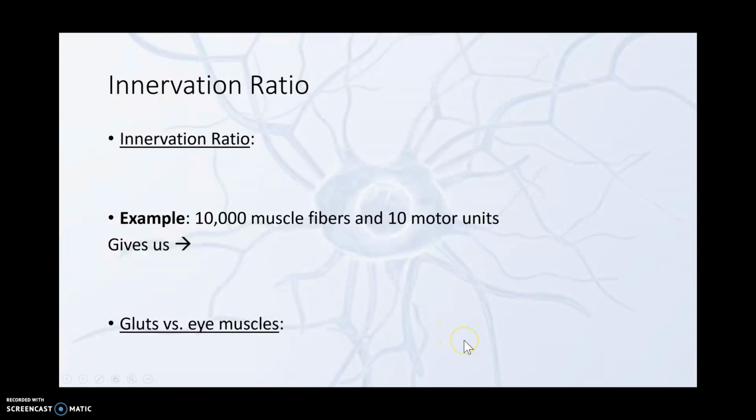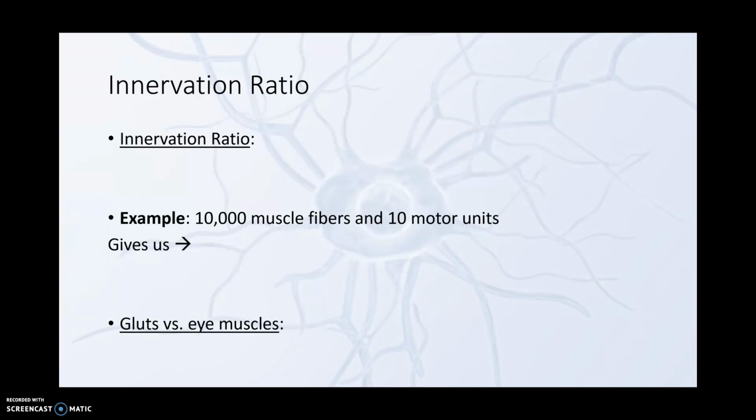Okay, so innervation ratio. Innervation ratio is the ratio between the number of alpha motor neurons and the total number of skeletal muscle fibers within a muscle. So this tells us the average number of fibers in a muscle unit. So for example, 10,000 muscle fibers and 10 motor units. This gives us a ratio of 1 to 1,000. So the average number of muscle fibers per unit in that muscle then is 1,000. This ratio will be much larger in glute muscles, back muscles, and our postural muscles, for example. And this ratio will be much smaller in muscles which require fine motor control, so the eye and digital manipulation.